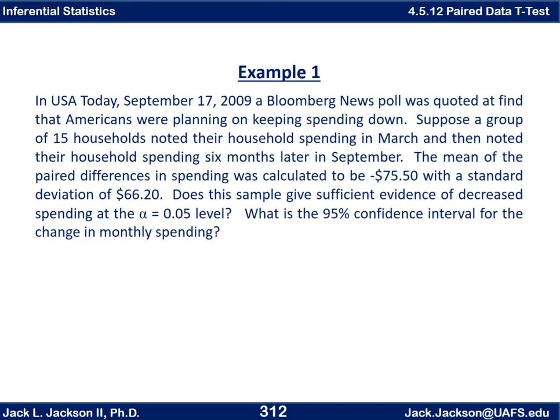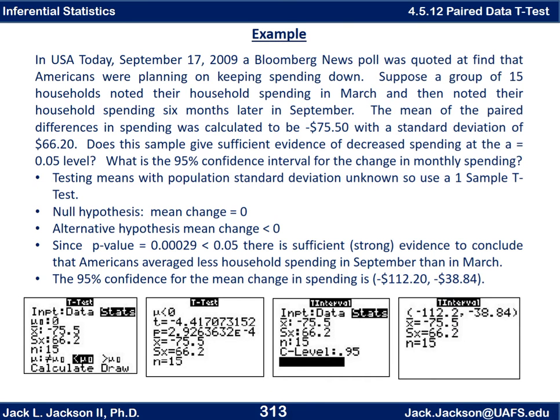Does this sample give sufficient evidence of decreased spending at the alpha equals 0.05 level? And then what is the 95% confidence interval for the change in monthly spending? So we'll do both the hypothesis test and a confidence interval here.